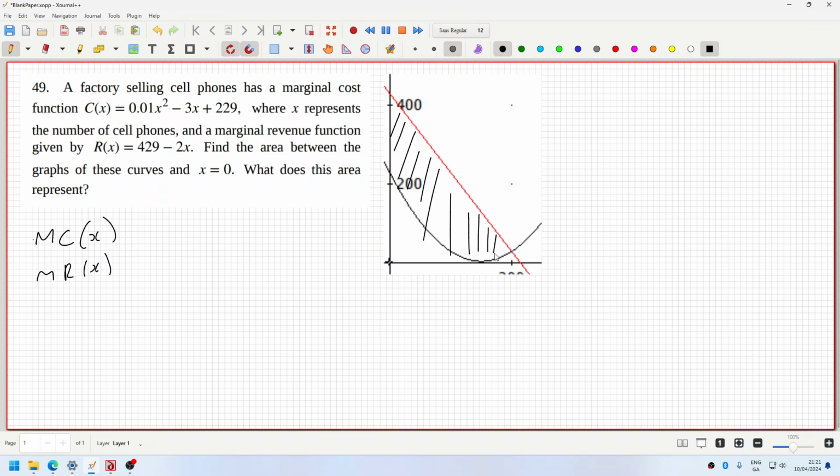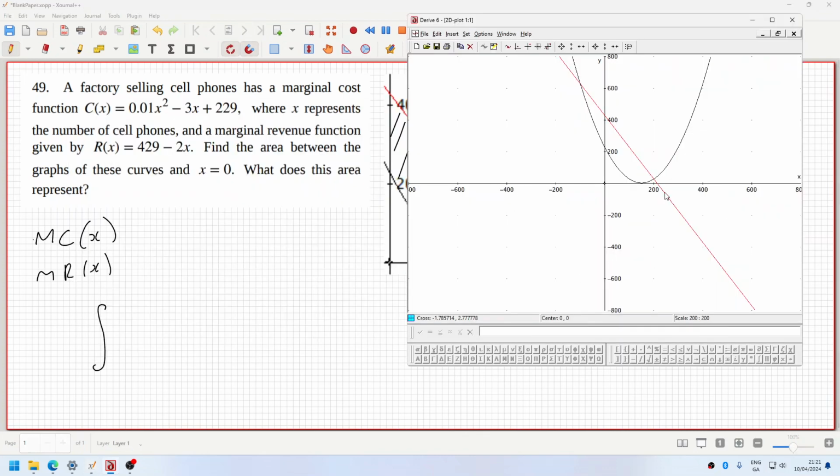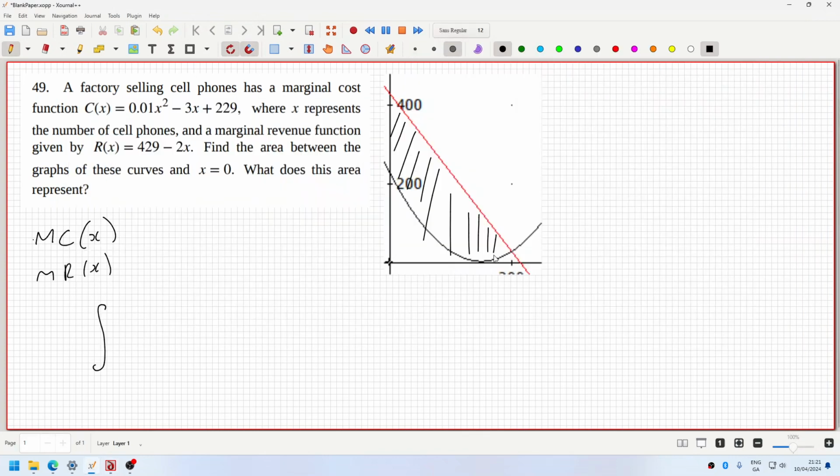So just a bit of calculation, what you're doing here. It's integration from, oh, that looks like that point is 200. Possibly is 200, but let's just say it's 200 for the moment. I can check it in a second. 200. The line, which is the marginal revenue, minus the marginal cost. And that really should say marginal cost and marginal revenue.